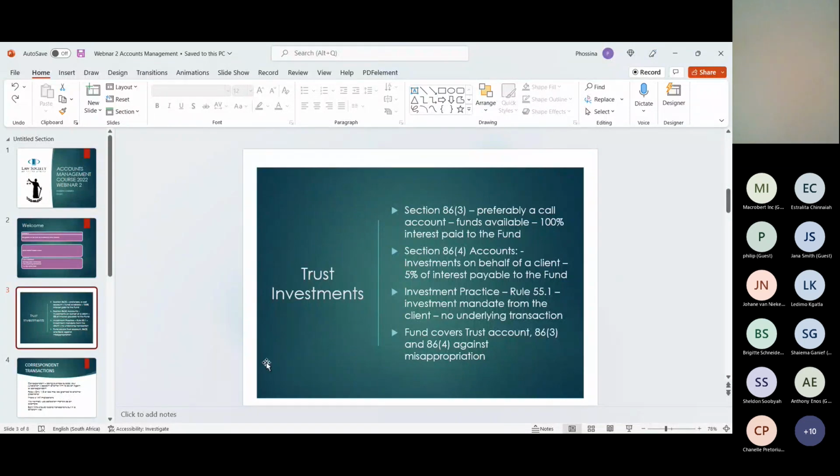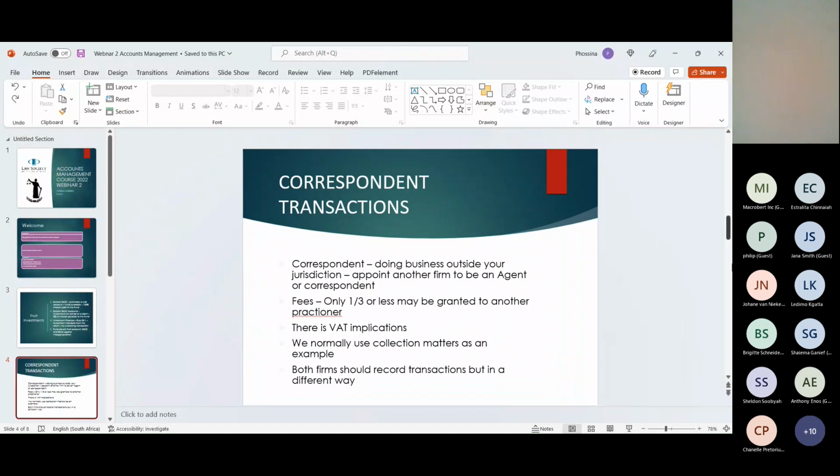Okay, we'll work on an example on trust investments. So usually they are part of an underlying transaction. So in our case, we'll do a conveyancing transaction, which will then see how to account for funds that are invested. Okay, I'll move on to correspondence. Okay, corresponding transactions.